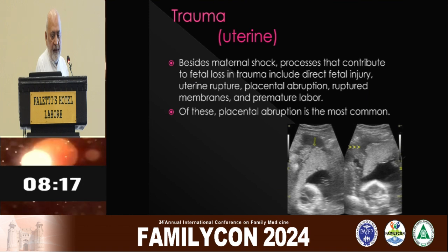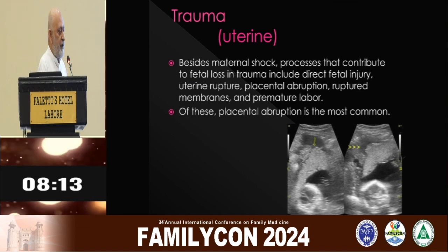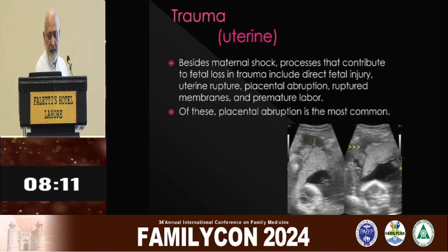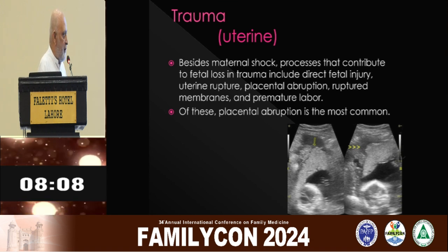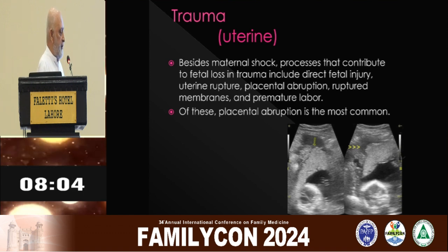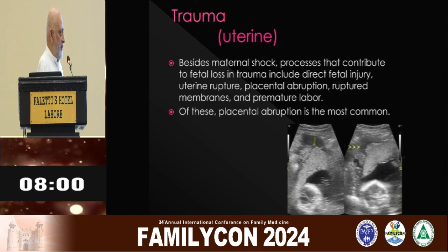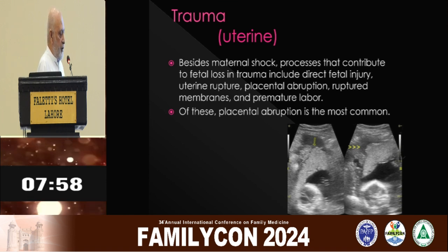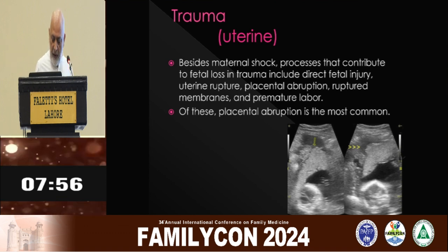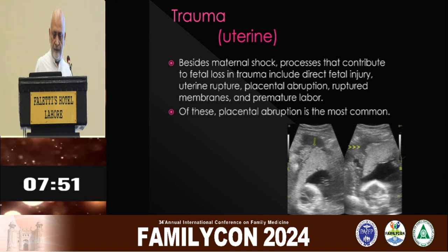Trauma. If there is a history of accident, besides the maternal shock, the processes that contribute to the fetal loss include the direct fetal injury. There may be rupture of the uterus. However, abruptio placenta, or rupture of the placenta, is a common cause. Whenever there is abruptio placenta, there will be a hematoma or hypoechoic area posterior to the placenta, between the placenta and the margin of the uterus.